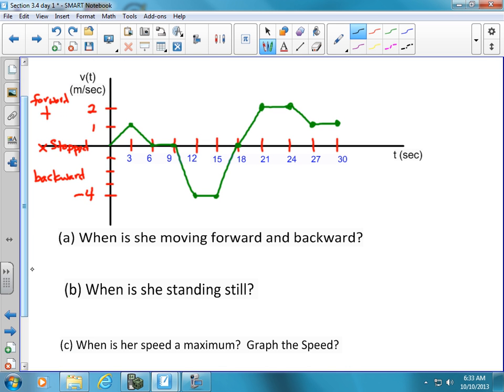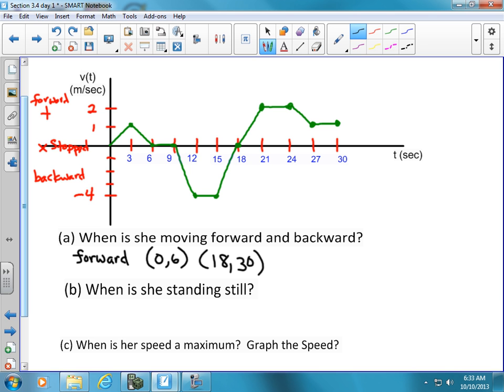All right, when is she moving forward and backward? So she's moving forward, and I'm going to write this in intervals, from 0 to 6. She's also moving forward from 18 to 30. Those are all the times that the graph is above the line.